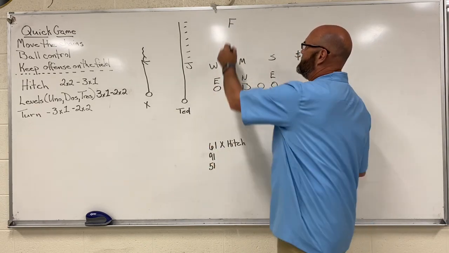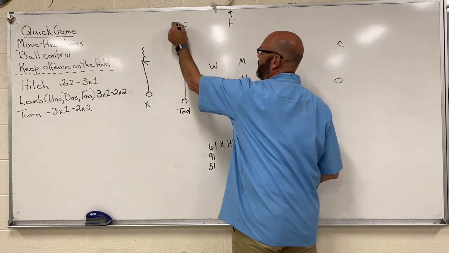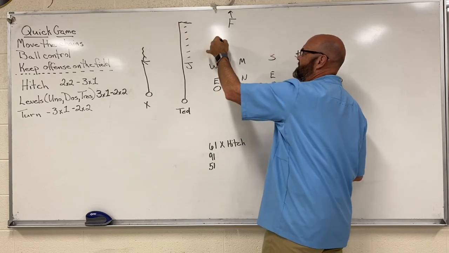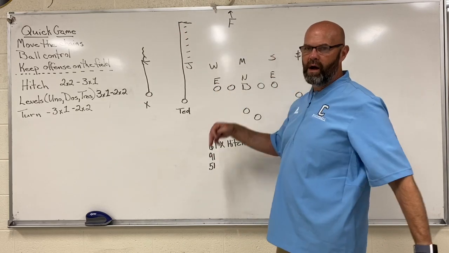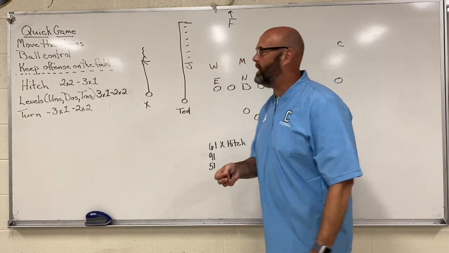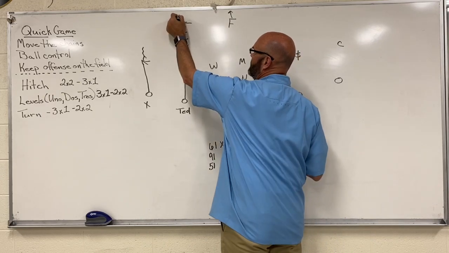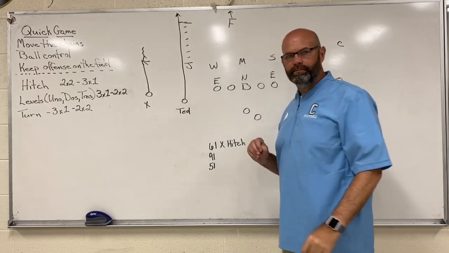If the safety were to stay high in the middle, then we know that we're going to set it down. If the safety were to work himself down into the box, or he not get a good backpedal and gets a one high look, we're taking it over the top.